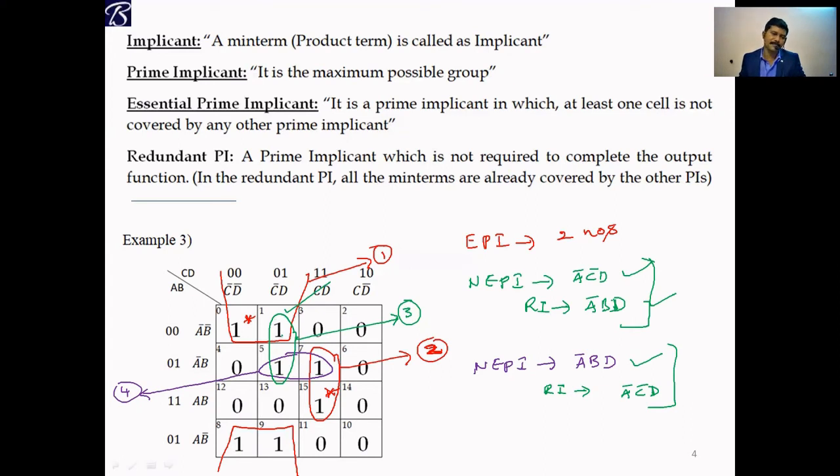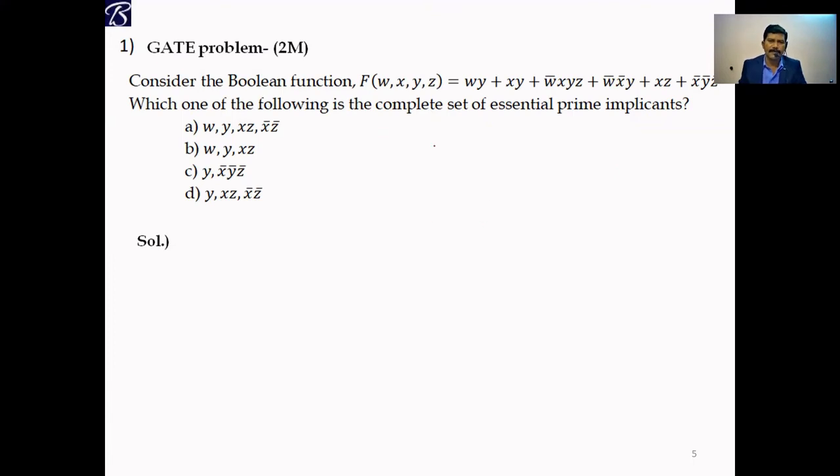So this is the concept. Now let us do the previous GATE problems of the last 10 years, and see how they ask about essential prime implicants, to get the full practice. Now let us solve this problem. This GATE problem was asked for 2 marks.